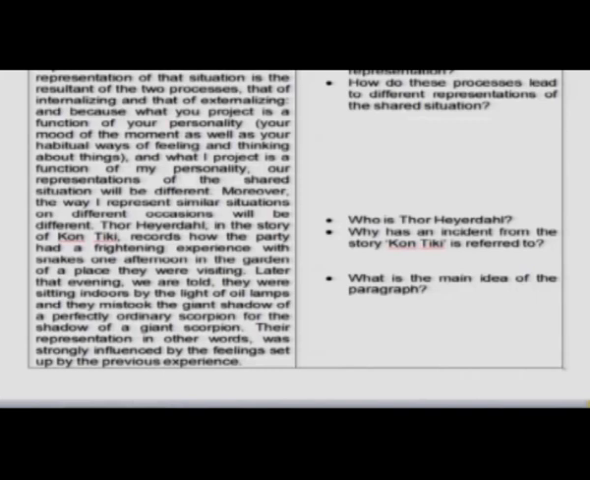Thor Heyerdahl in the story of Kon-Tiki records how the party had a frightening experience with snakes one afternoon in the garden of a place they were visiting. Later that evening, we are told they were sitting indoors by the light of oil lamps, and they mistook the giant shadow of a perfectly ordinary scorpion for the shadow of a giant scorpion. Their representation, in other words, was strongly influenced by the feelings set up by the previous experience. Now, let us try to analyze this text and understand it.